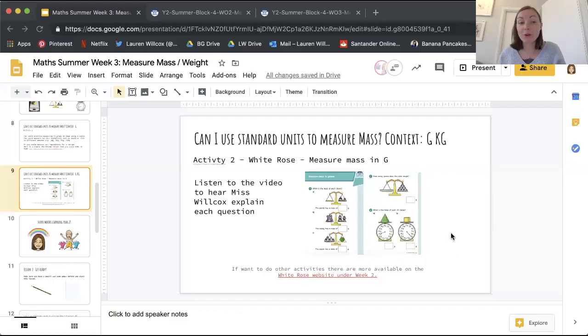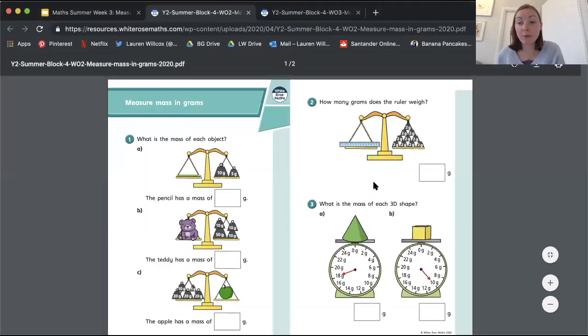Okay, hi Year 2. Well done for completing activity 1. This is activity 2. It's your White Rose sheet, and I'm going to talk you through the questions so that you can answer them at home. So again, you might have wanted to print this one out, or you might be accessing it on the computer, or if you don't have a computer or a printer, you can access this just by writing it down on your piece of paper.